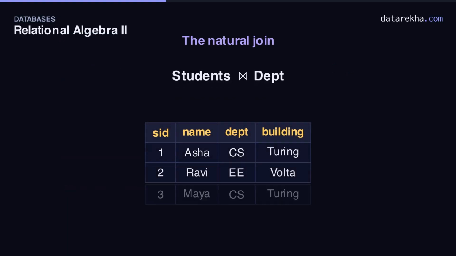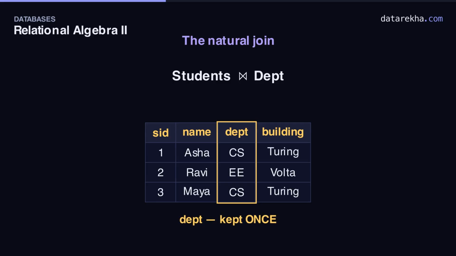Three rows: Asha in Turing, Ravi in Volta, Maya in Turing. Every column from both tables is here, and each row is now complete. But notice the crucial detail. The shared column, dept, appears exactly once, not twice. That's what makes it a natural join rather than a plain equijoin. It merges the matching columns into a single copy.